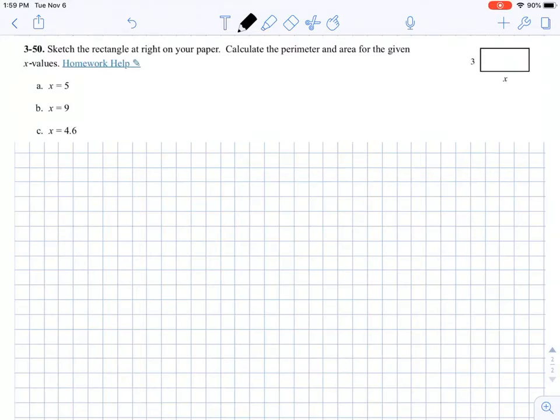Okay, sketch the rectangle at right on your paper. So if we have the rectangle and the width is 3 and the length is x, find the perimeter and the area for each value.